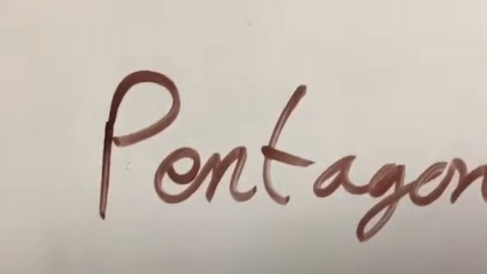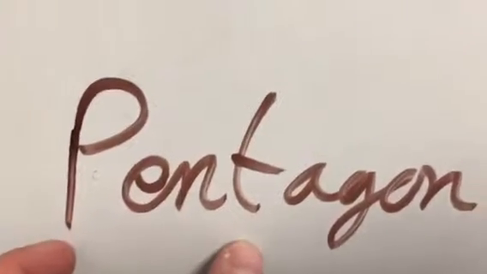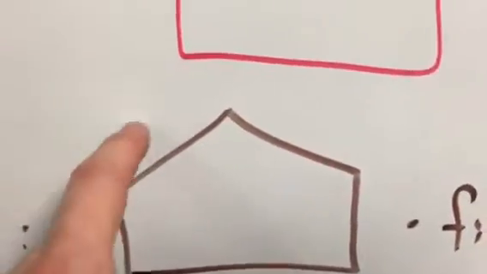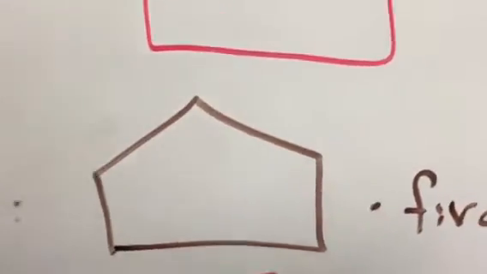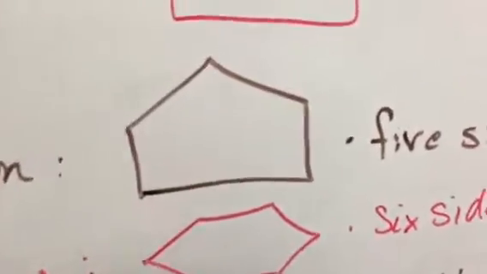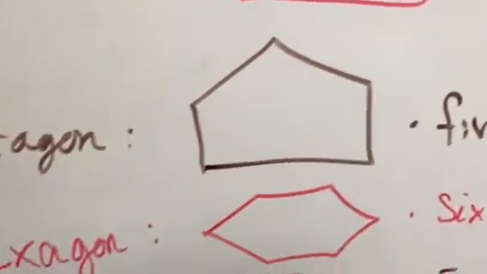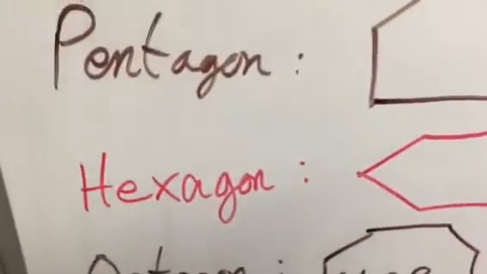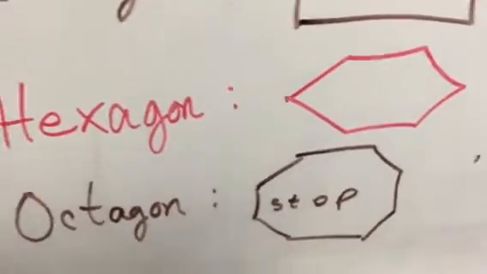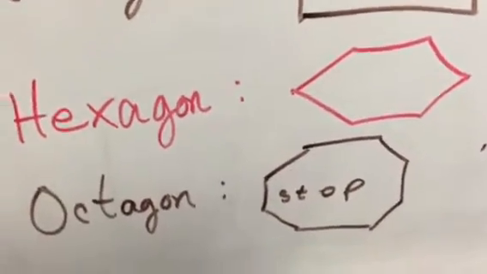So let's go to the next one and look at pentagon. We know that pentagon has the word penta, which means five. So a pentagon has five sides like this. 1, 2, 3, 4, 5. A hexagon has six sides. 1, 2, 3, 4, 5, 6. And an octagon has 8 sides because oct means 8. And you've seen octagons all over the place. A stop sign is an example of an octagon.